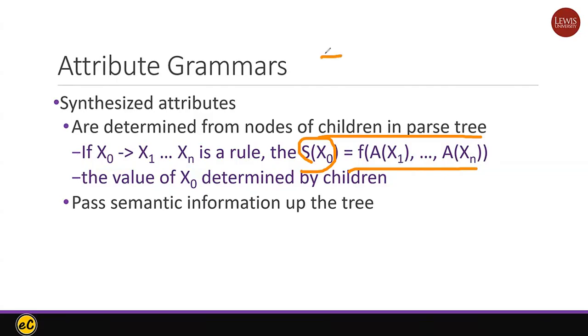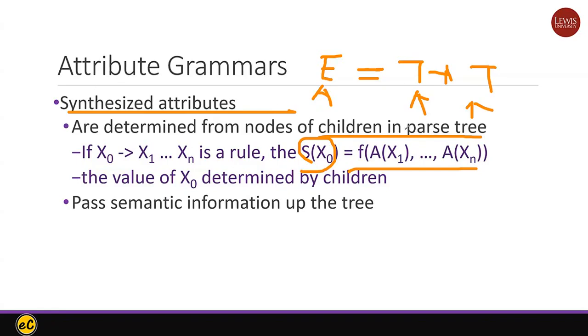This happens when you have, say, expression equal to term plus term. These two terms' values would give the value of the expression. So this is a synthesized attribute. Your value depends on your children's.